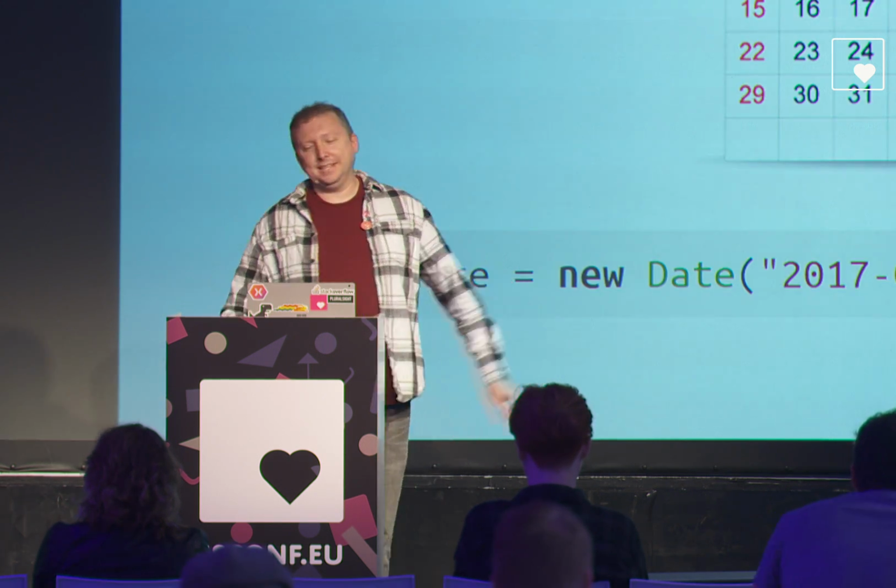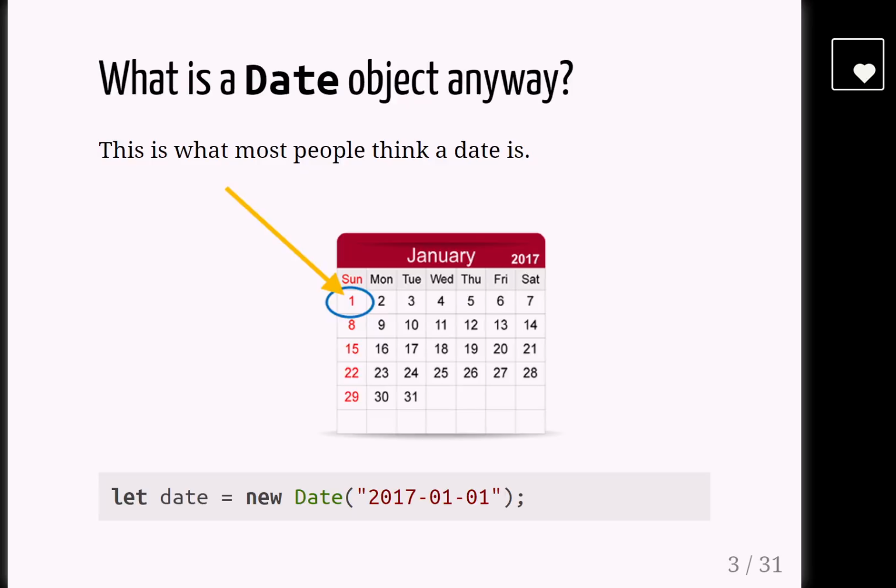So what is a date? Let's talk about dates. I think a date looks like this. January 1st. Everybody agree with me that's a date? Yeah? I think that's a date.